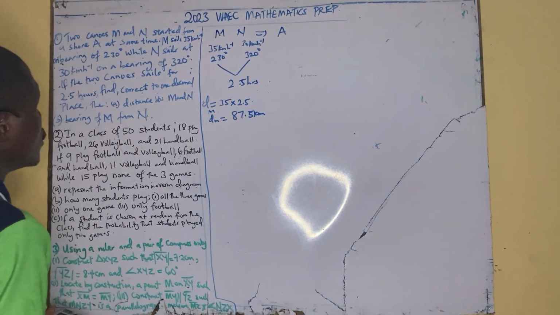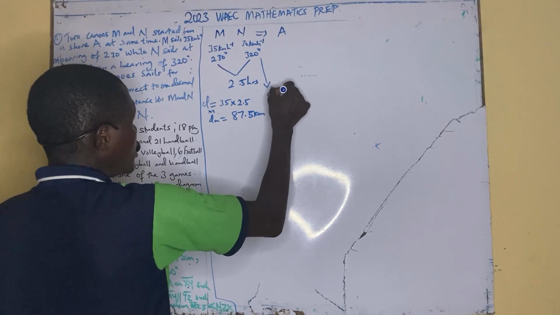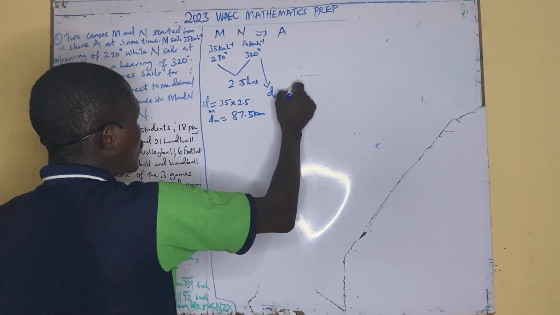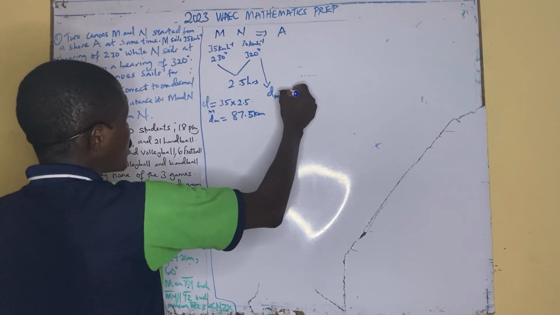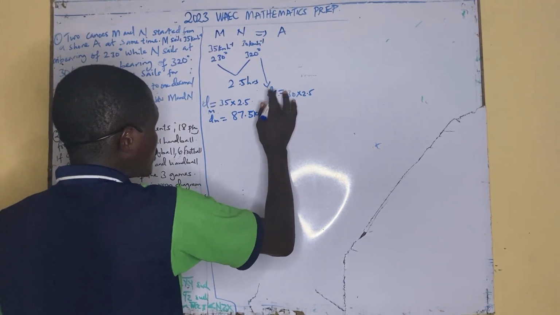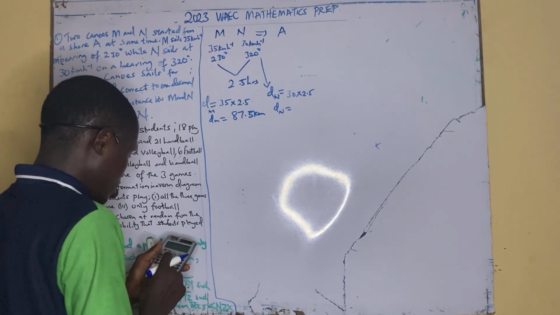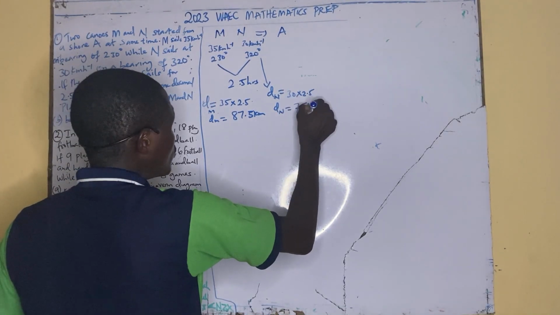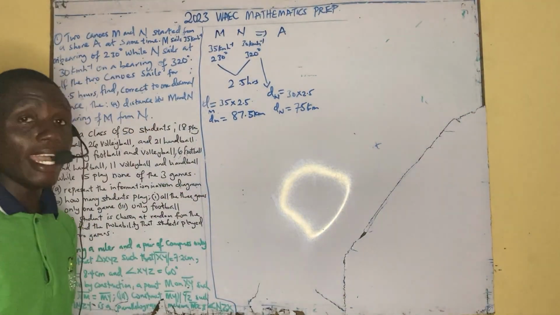87.5 kilometers. Then the next one, which is for DN. Please follow. DN is also the average speed times time. So what we are going to get is 30 times 2.5. So your DN is equal to 30 times 2.5. We have 75 kilometers. So this is the distance traveled by M, and this is the distance traveled by N.